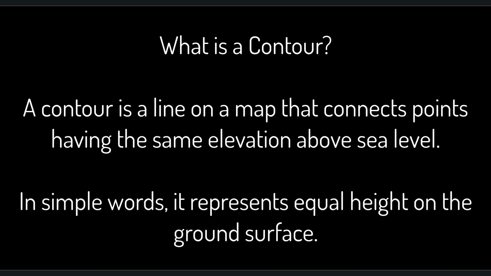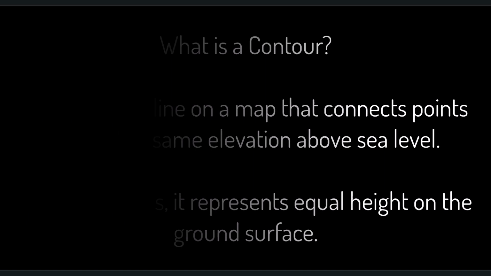First, what is a contour? A contour is a line on a map that connects points having the same elevation above sea level. In simple words, it represents equal height on the ground surface.